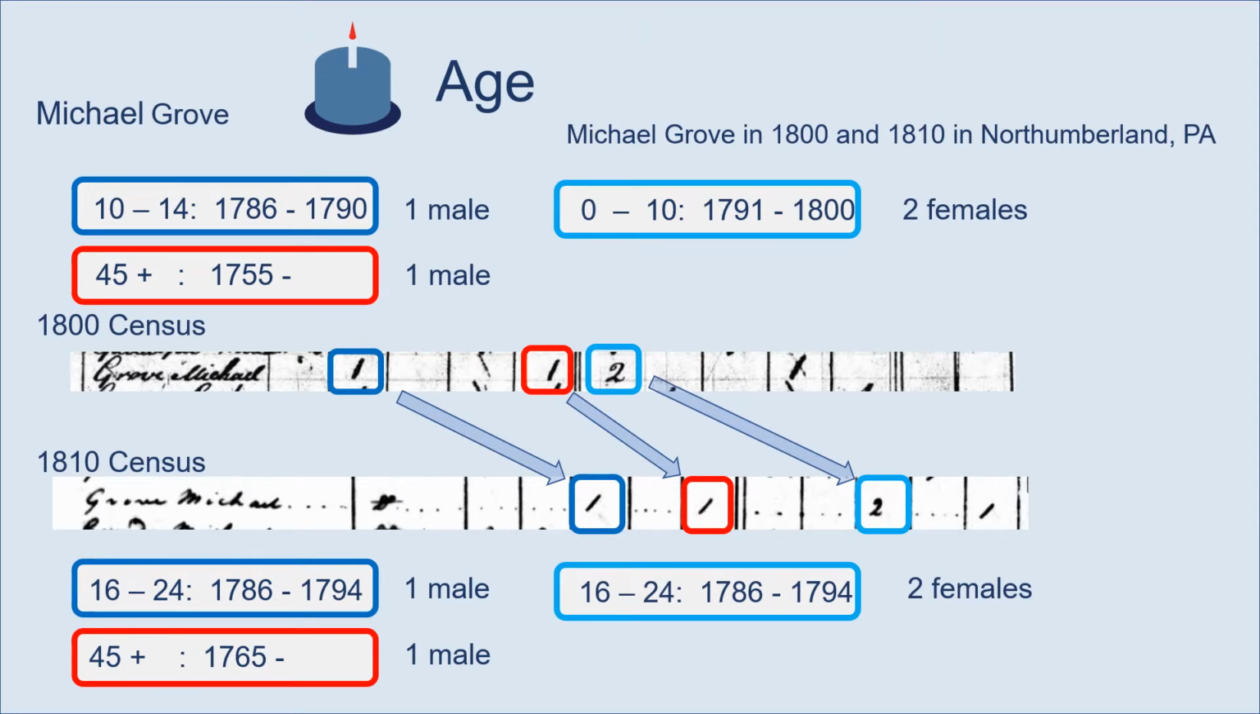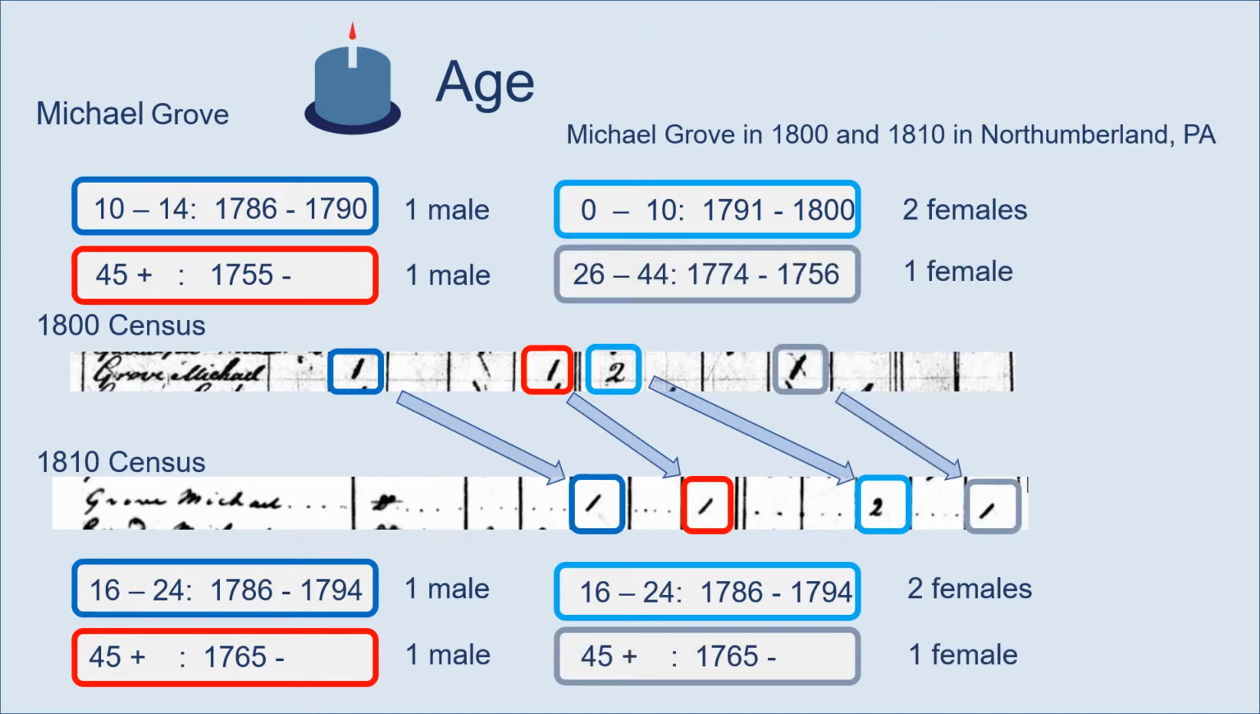In 1800, there were 2 females, 0 to less than 10, born 1791 to 1800. In 1810, there were 2 females, aged 16 to 24, born 1786 to 1794. In 1800, there was 1 female, 26 to 44, born 1744 to 1756. In 1810, there was 1 female, 45 and older, born 1765 or earlier.